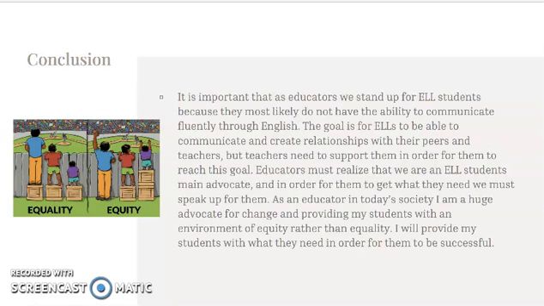As an educator in today's society, I'm a huge advocate for change in providing my students with an environment of equity rather than equality. I will provide my students with what they need in order for them to be successful.